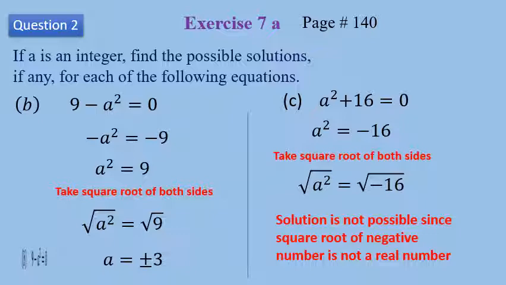In part B, the equation is 9 minus a square is equal to 0. Take 9 on the other side of the equation. On the other side it will be minus 9. On both sides of the equation there is a single term, so minus will cancel with minus. In other words, you can multiply the equation by minus 1 to change the signs. So now we have a square is equal to 9.